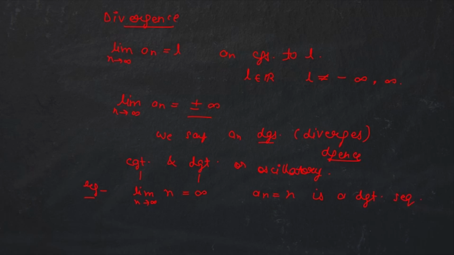Okay, similarly limit n tends to infinity of n over log n. Its graph is like this, and y equal to x graph is like this, and y equal to log x graph is like this. So limit n tends to infinity of n over log n will be infinity, right? We can check it also by L'Hopital rule. So therefore a_n equal to n over log n is a divergent sequence.